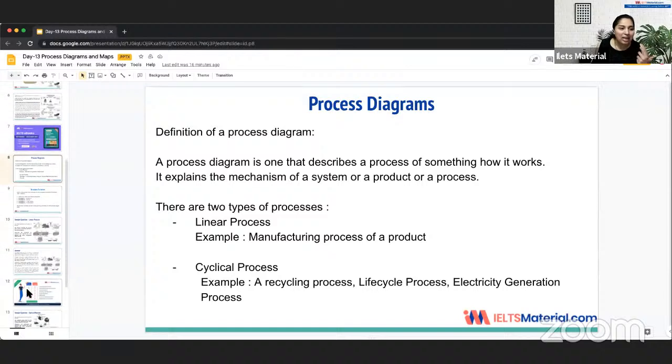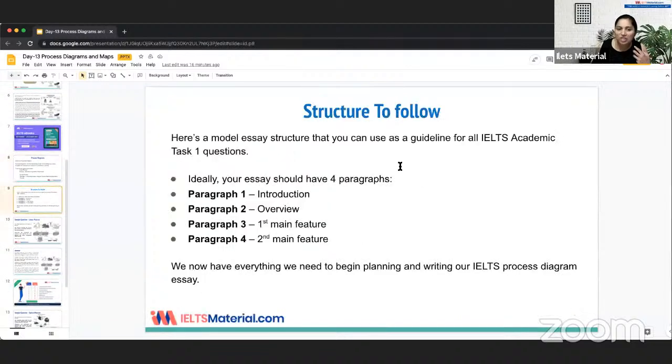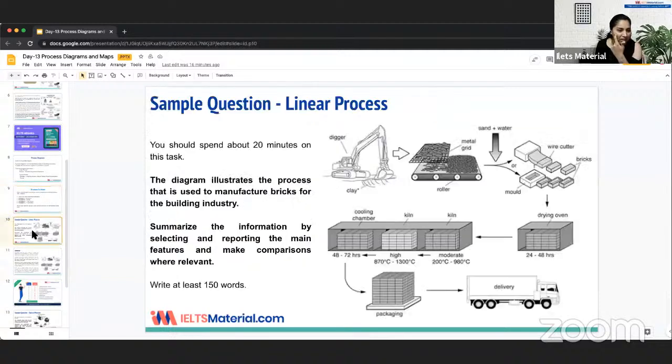Yes, okay. Now let's continue with the structure. Again, the structure is going to be the same. So just keep in mind, I won't be explaining the structure every time. You need to keep this four-part paragraph structure in mind. The four-part structure means four paragraphs: introduction, overview, body paragraph 1 and body paragraph 2. So we will be writing four paragraphs. Next, let's go with the first part.